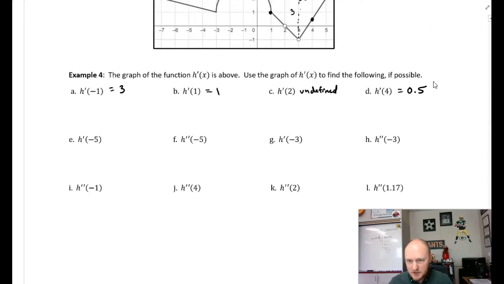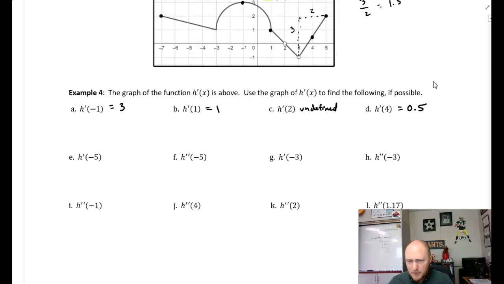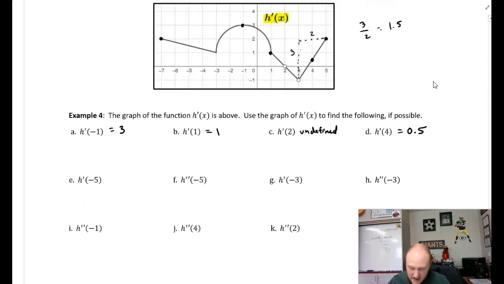G and H are going to be you guys. But question E: what's h prime of negative 5? Oh, again, another one of these. Take a second, pause me. I want to see if you can find out what is h prime of negative 5. What's that function value, that point right there?